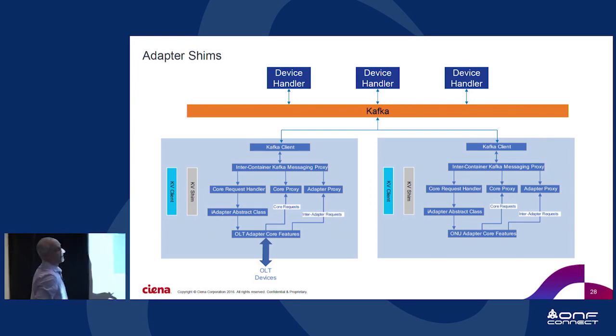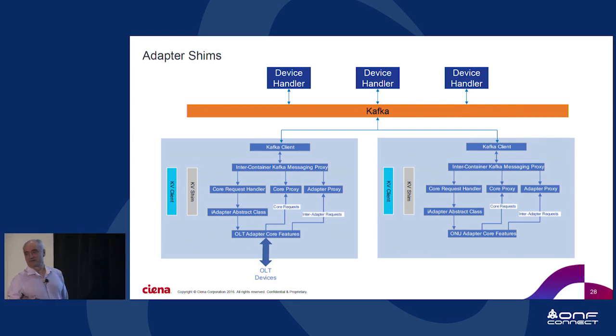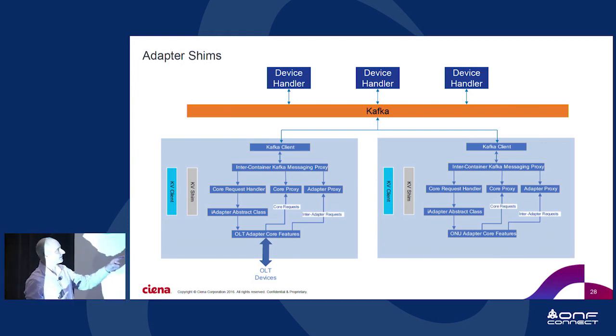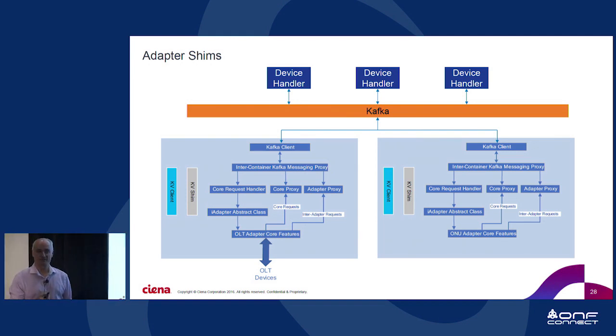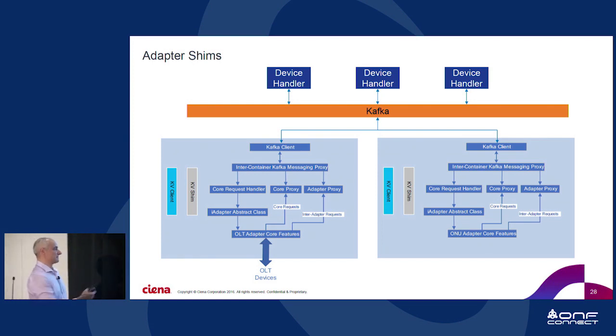One thing we've been toying with, and haven't settled on yet, is that rather than sending this stuff back and forth across Kafka, we use Kafka as a discovery mechanism and then bind these two together with a direct gRPC connection to improve performance. But we haven't settled on that yet. Right now, this is the way it's implemented.